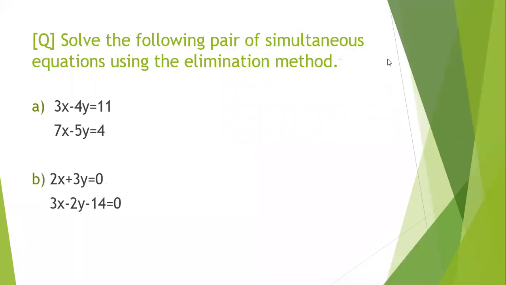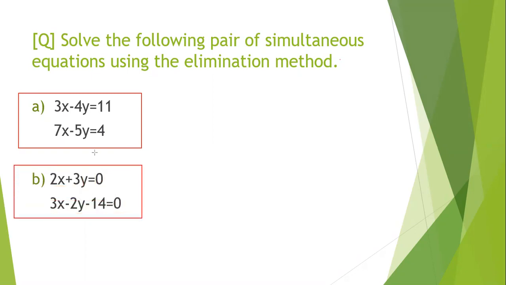Look at this example. We have to solve these two examples. One is this, 3x minus 4y, the one in the red circle. And the second one is this. Look, in this case 3x minus 4y equals 11, and 7x minus 5y equals 14.